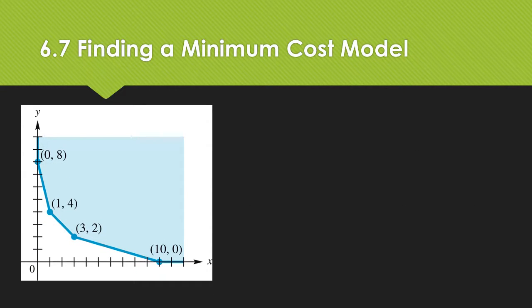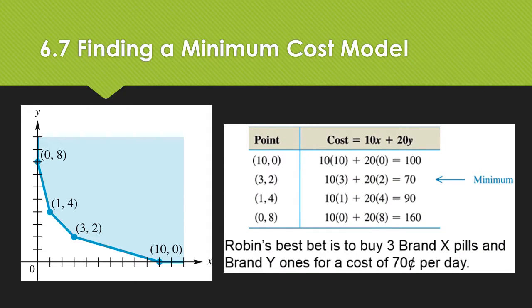The graph doesn't enclose a region. In fact, it just keeps going. But that's okay because we're not trying to find a maximum, so we don't need to worry about the upper areas. We're trying to find a minimum. And we have 4 corners here: (0, 8), (1, 4), (3, 2), and (10, 0). So we're going to put all of those into our chart, and put each into our objective function. And you can see that we get 160, 90, 70, and 100. She gets a minimum cost of 70 cents per day when she gives 3 pills of brand X and 2 of brand Y.